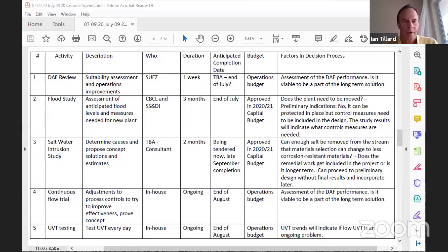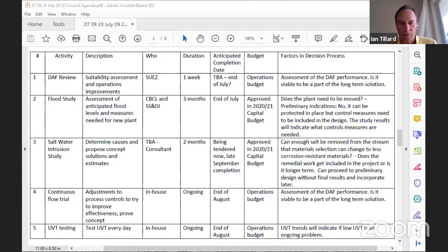Next item is a saltwater intrusion study that we've talked at length about, and that is now out for tender in terms of getting a consultant in to look at what measures we need to take to reduce or perhaps essentially eliminate the saltwater intrusion into our system, which at times gets up in the, I think, 40 or 50% range. So that's a pretty critical item.